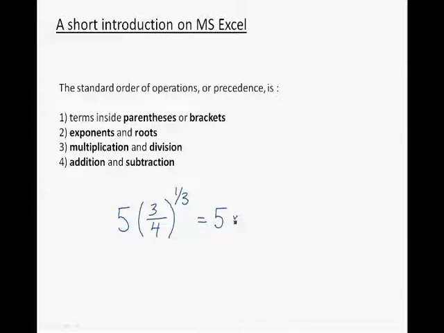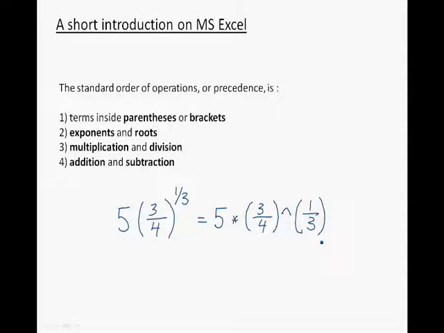So 5 times, and now we open the parentheses, put in our division 3 over 4, close the parentheses, and put in the exponent. And to put in exponents, we use this symbol, and the exponent is also a fraction which contains a division, so we need to put parentheses again, like that.